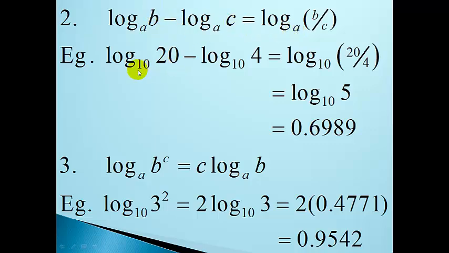Now let's take a look at this example. Log 20 to the base 10 minus log 4 to the base 10 is equal to log 20 divided by 4 to the base 10. We are dividing the numbers 20 and 4. That is, we are dividing 20 by 4 because the logs are of the same base and the base is 10 and they are subtracting, and that's why we are dividing. So when we keep the base constant, log to the base 10, then we divide the numbers, that is 20 by 4. And when you divide 20 by 4, the result is 5. So this is equal to log 5 to the base 10, and log 5 to the base 10 equals 0.6989.